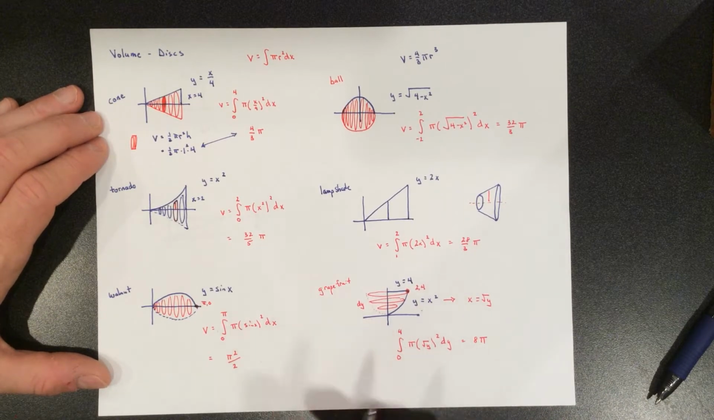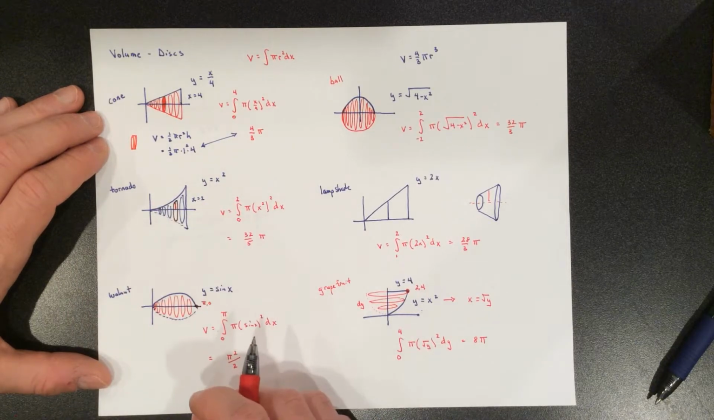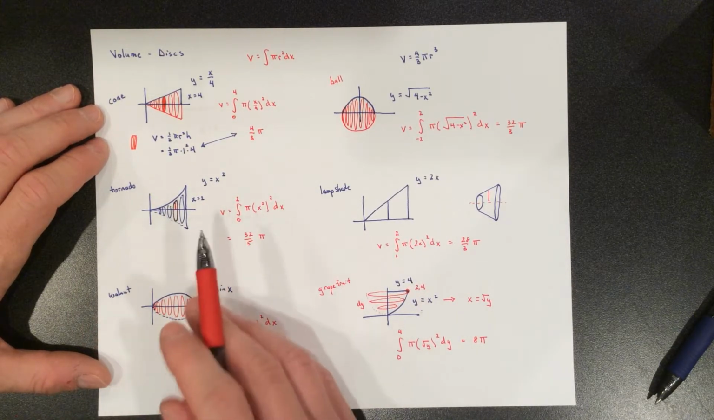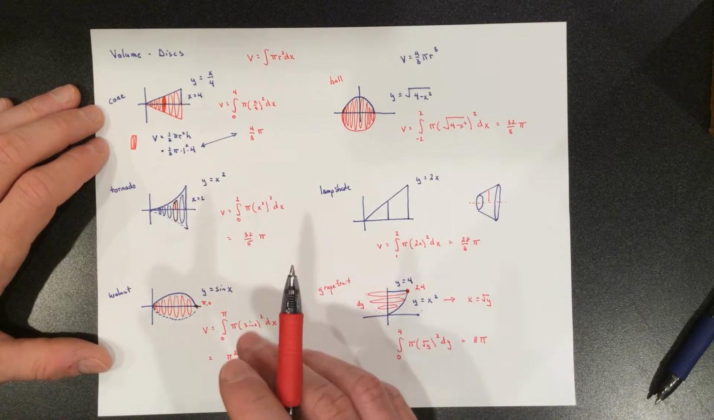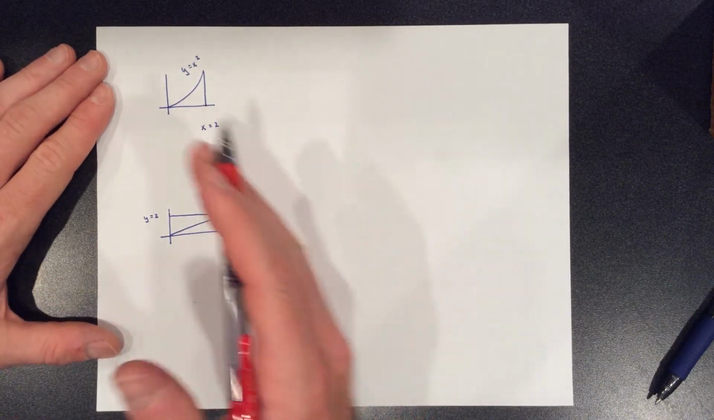Okay, those are my first 6 examples. All of these, I took different curves and I revolved them around an axis. However, it doesn't have to be just around the x-axis and y-axis. So what does it mean for a disc to work?